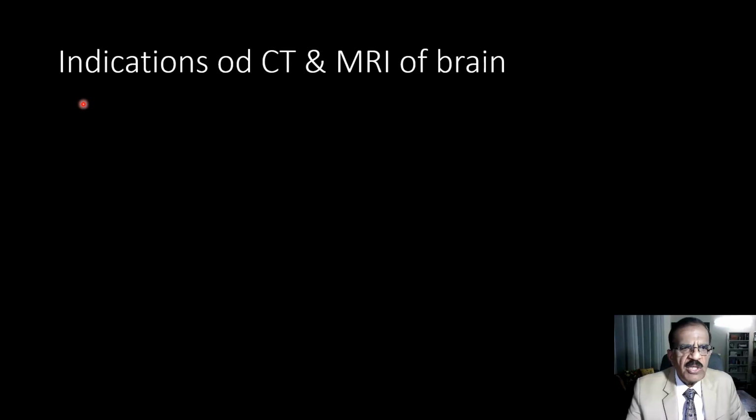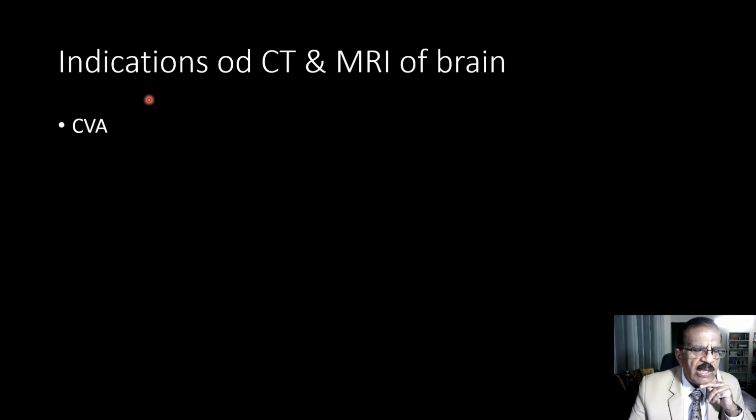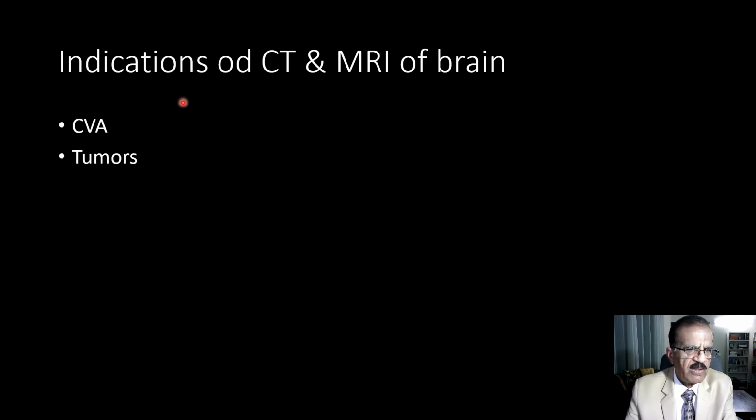Now, some of the indications of CT scan of brain are, first of all, I think it has an extremely important role in the diagnosis of CVA, cerebrovascular accident, and particularly ischemic stroke and hemorrhagic stroke, but it also has a very good role in the diagnosis of subarachnoid hemorrhage, subdural hematoma and epidural hematoma. So a very important role of CT or MRI in the diagnosis of various types of cerebrovascular accidents.